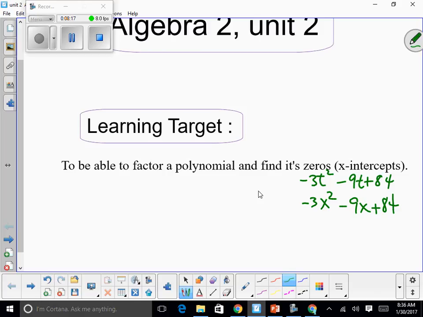How do I get those squares on there? Of course, you can hit the X square button. You can also use the carrot sign right under the clear button. So if I want to raise X to the second power, I hit that carrot button, then I hit a 2 there.